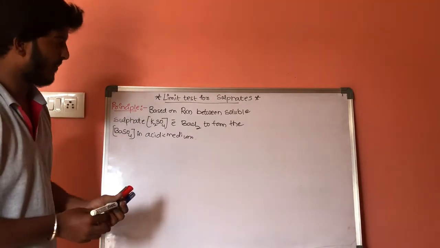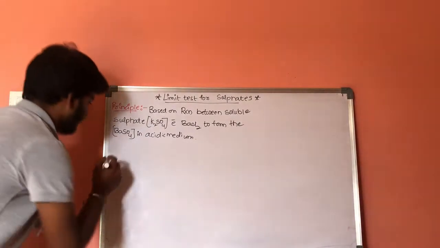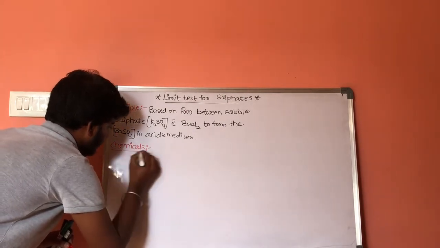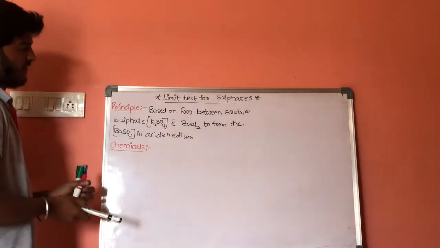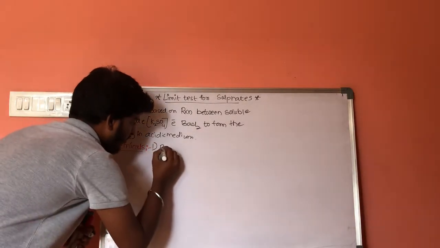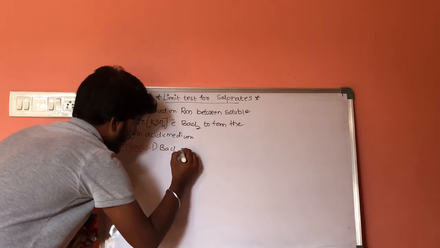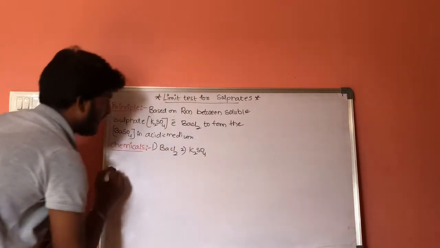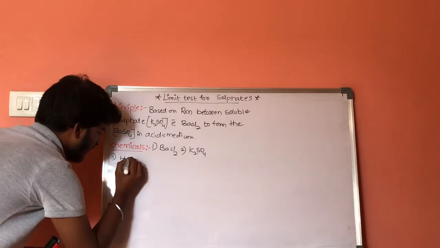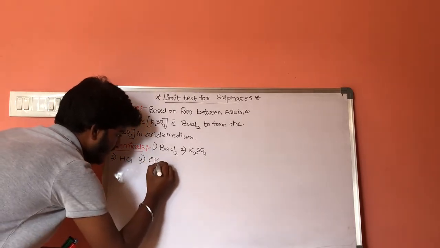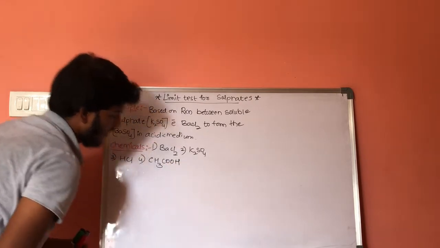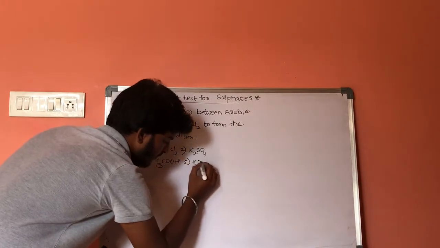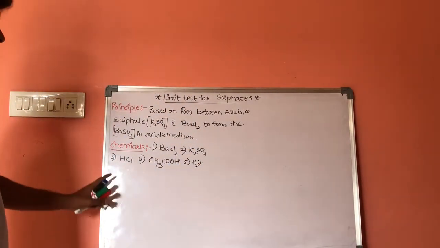Now coming to the chemicals which are required. The chemicals which are required are, first one is barium chloride, second one is potassium sulfate, the third one is HCl, the fourth one is acetic acid, and the fifth one is water. These are the chemicals which are used.